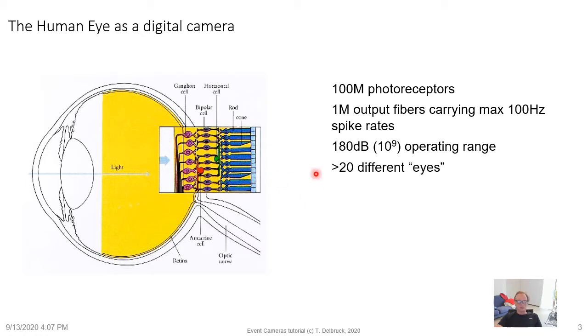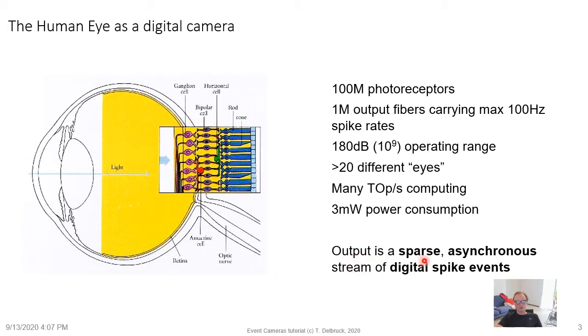So it's a complex beast, and it does a lot of computation, at least many teraops per second in the eye. And how much power does it burn? Well, people have estimated that the human eye burns about 3 milliwatts. Compare that with several hundred milliwatts for a state-of-the-art smartphone image sensor alone, without any computation. So it's really quite amazing specifications. But for the purpose of this presentation and tutorial on event cameras, the output is a sparse, asynchronous stream of digital spike events that represent dynamics of the input, in particular brightness changes at the input. And that represents a large class of ganglion cells, particularly in the peripheral retina, that only respond to transient signals.